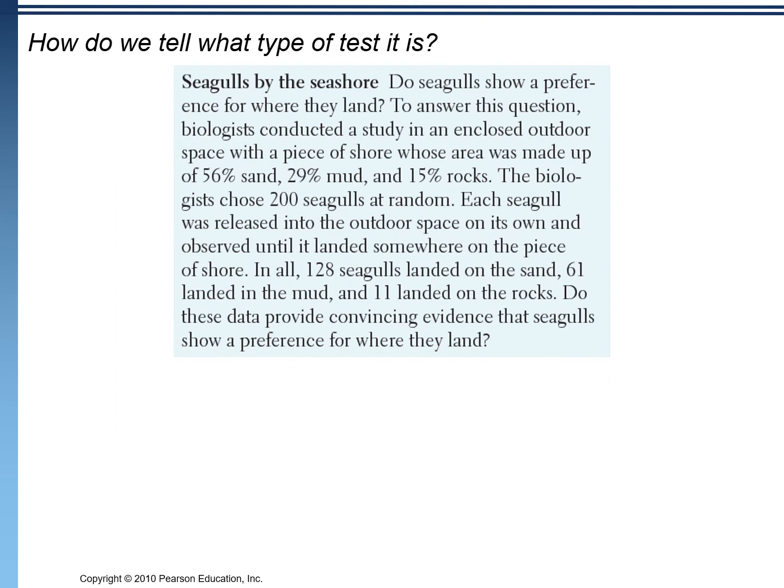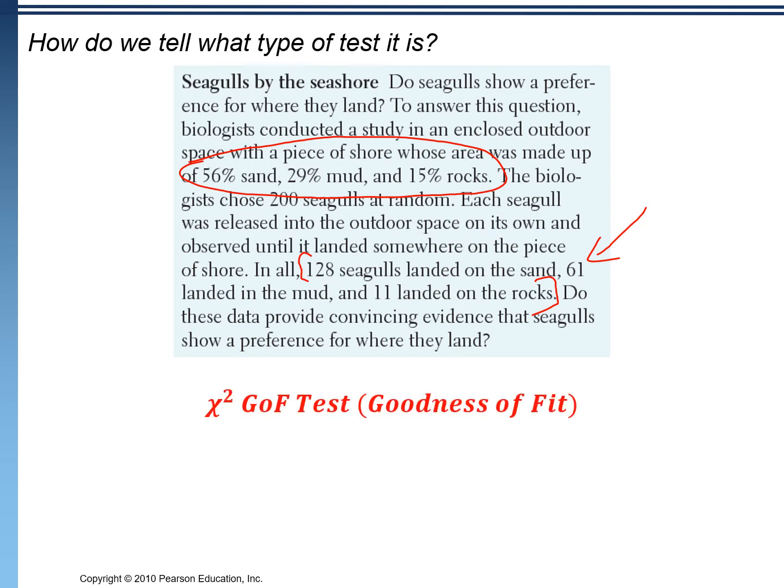Next up, this is talking about seagulls landing on a couple of different options. We have sand, mud, and rocks. We're counting where they land. The actual data is down here. Again, we have just one set of data, and we're comparing it to a set of percentages. Our data is a single sample, so it would be in one row: rocks, mud, sand. Does it match up with these percentages? Again, chi-square goodness of fit.